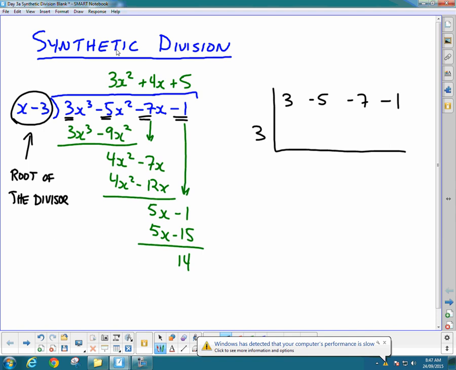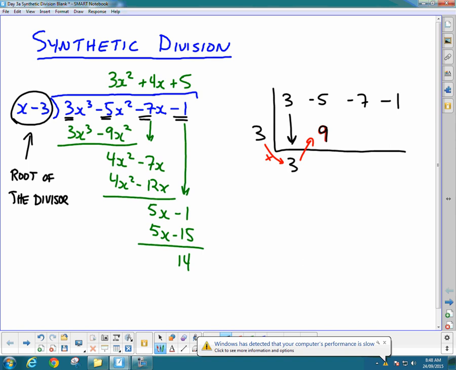And now we're all set to do the synthetic division. Step 1, this number just gets copied straight down as is. It's a 3. Then we take the root of the divisor, 3, times 3, and we put our answer up here. 3 times 3, we get a 9. So we just write down this 9.